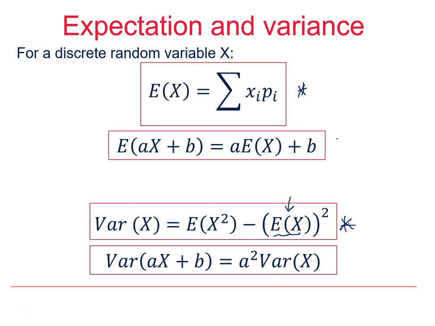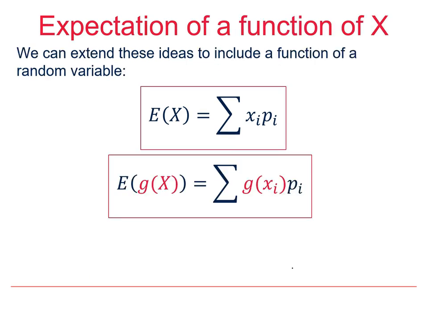And we'd also previously looked at the expectation of a linear transformation of a random variable. So E of ax plus b, where a and b are constants, is a multiplied by the expected value of x plus b, and the variance of ax plus b is just a squared multiplied by the variance of x.